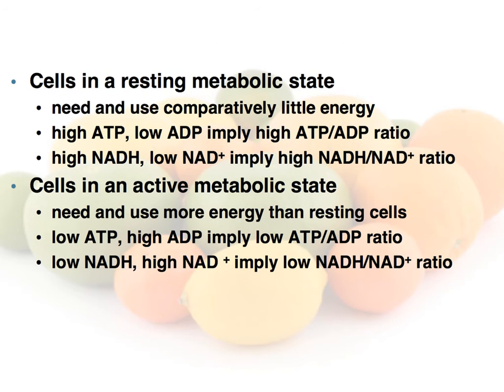I just want to hammer this in. Hopefully this makes sense. If the cell, and I'm anthropomorphizing here, is resting, so you do not need any more energy, your ATP tends to be high and ADP low, so that ratio is going to be high overall. Your NADH will be high, your NAD plus will be low, so that ratio also will be high. Whereas if your cell is active, the converse is going to be true.